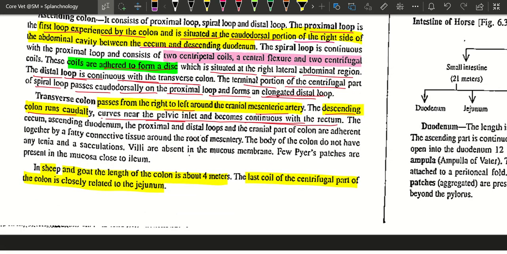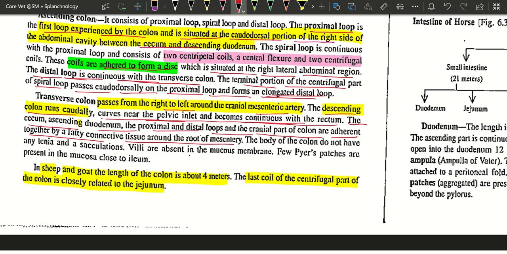Done? Okay, so the cecum, wait a second. The cecum, ascending duodenum, and the proximal and distal loop and the cranial part of the colon are adherent by the fatty connective tissue around the root of the mesentery. Means this text is representing how the regions of the cecum, ascending duodenum, proximal loop, and the distal loop all are adhered by the fatty connective tissue and attached to the root of the mesentery. And the mesentery is nothing but the peritoneal fold, right?